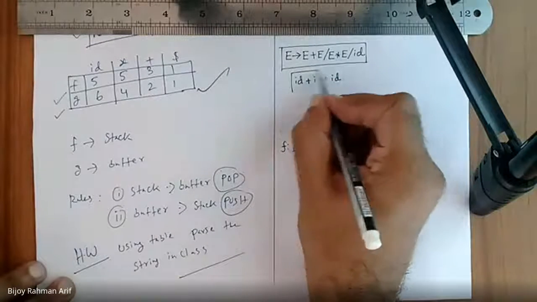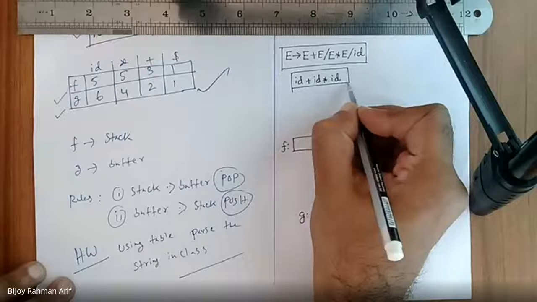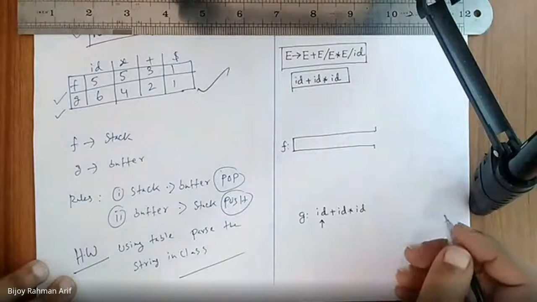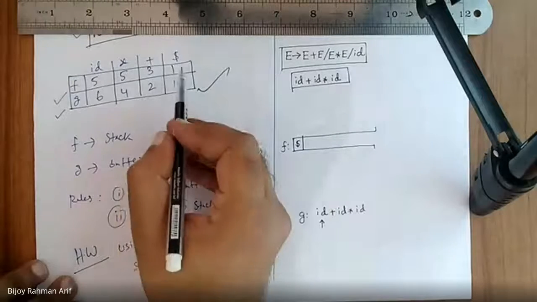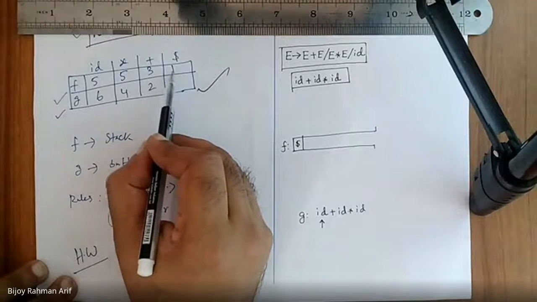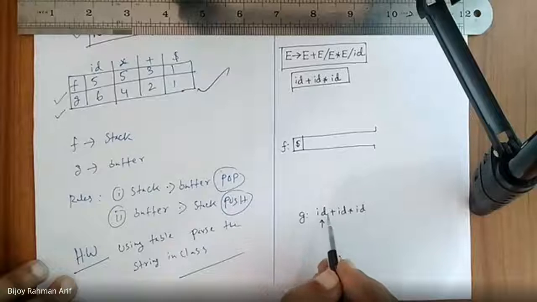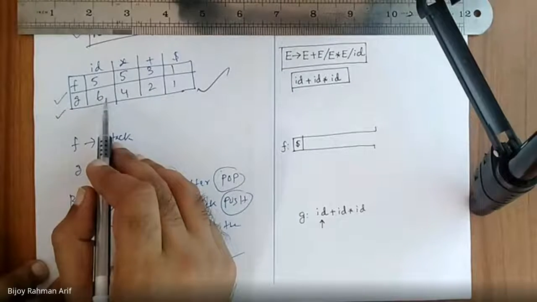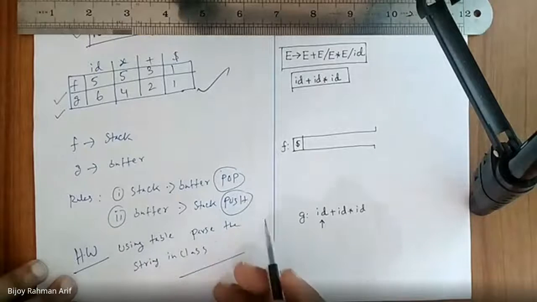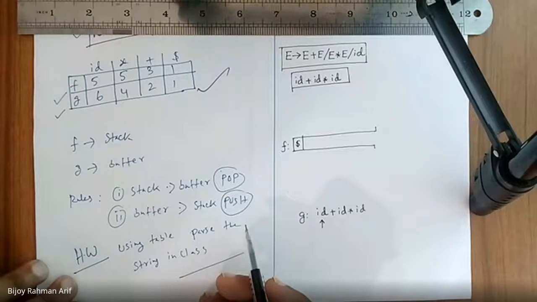And what is the first entry in the empty stack? Dollar. Good. Now F dollar, what is the value of F dollar? 1. And what is G ID? What is the value of G ID? 6. Which one is bigger? G ID is bigger. So buffer is bigger than stack. So what am I going to do? Push. So I'm going to push this.